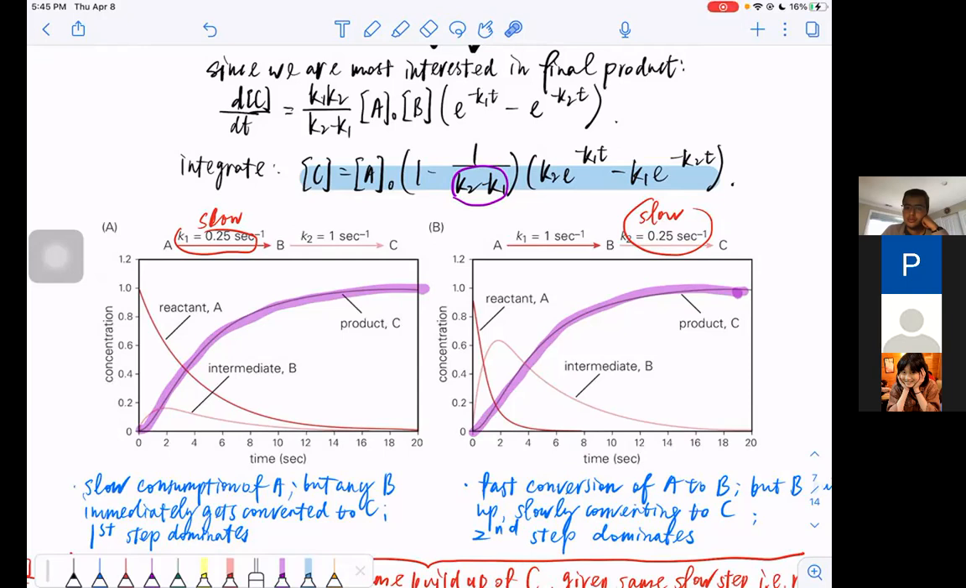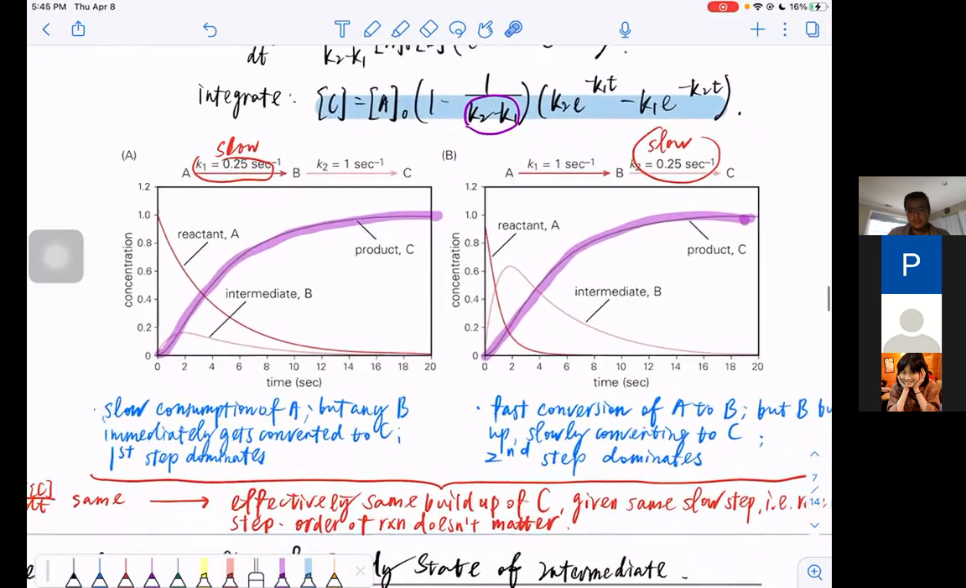Why is that? Because you can see from this expression, it is determined by this difference of two rate constants. As t proceeds to infinity, these two terms basically become 0. So this term basically determines how much of C will build up.